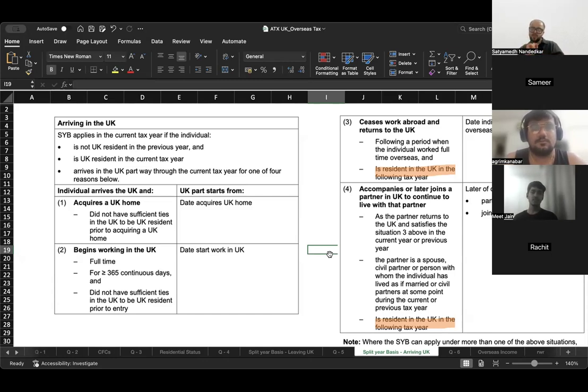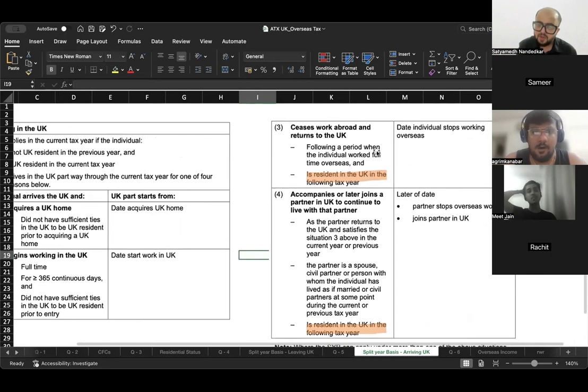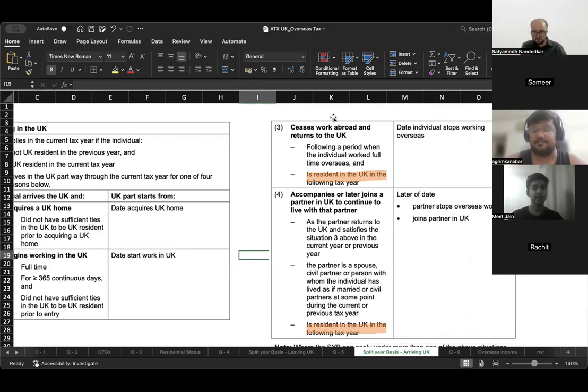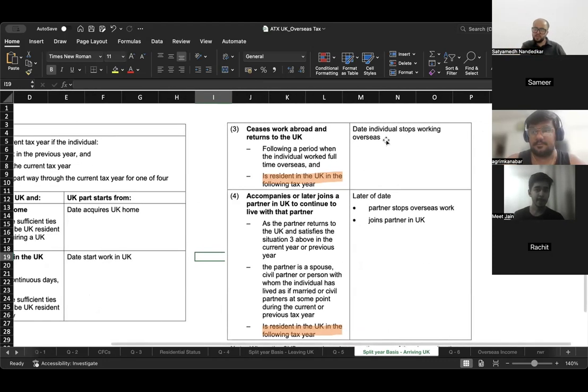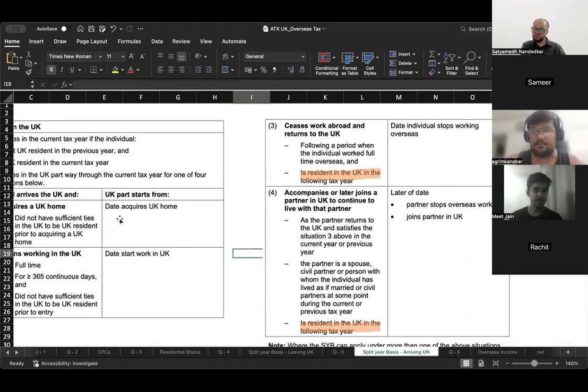And ceases work abroad and returns to the UK. Meet was working in Spain and he was originally, see what word is written there, returns to the UK. When can you return? When you were there at some point. So first he was in the UK, then he left the United Kingdom, started working in Spain, then left the work there and came back. Okay. In that case, after he returns to the UK following a period when he worked overseas full time and is resident in the UK in the following tax year, the date from which he stops working overseas becomes the UK part.